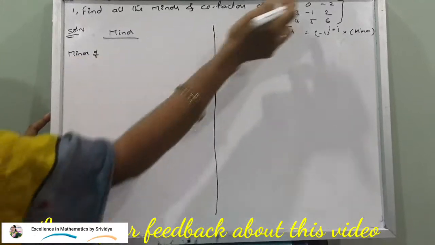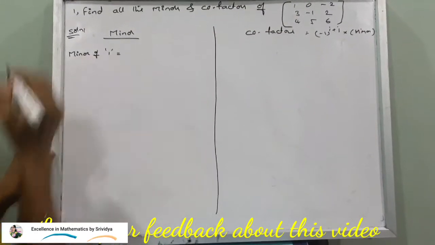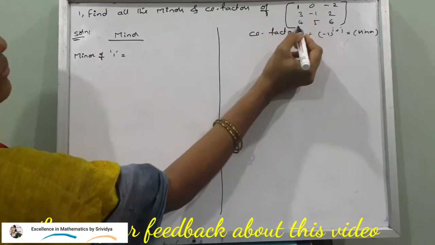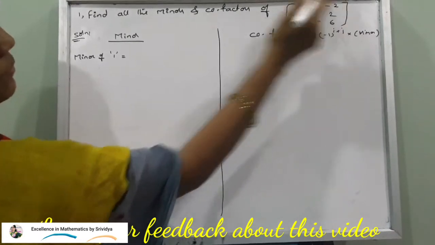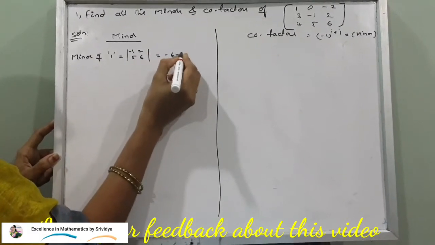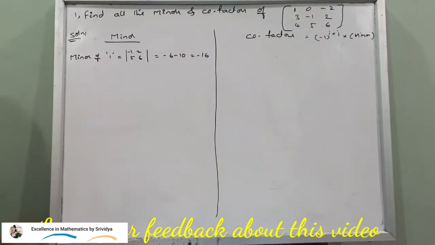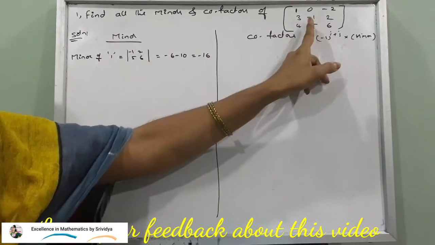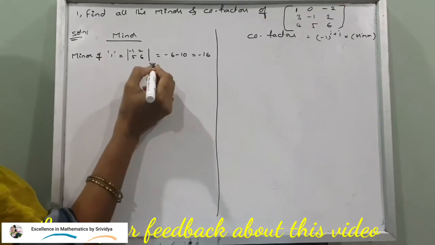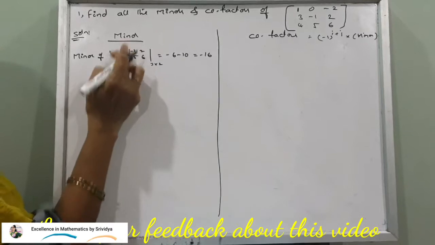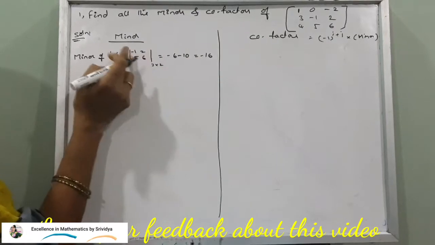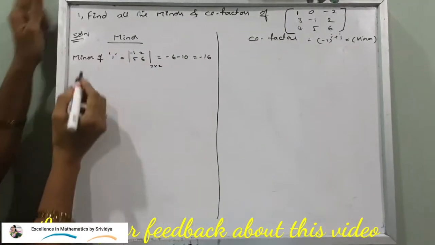Now the minor of the first row first element 1. 1 is in the first row, first column. Eliminating these, the submatrix is minus 1, 2, 5, 6, which is equal to minus 6 minus 10, which is minus 16. Here I am taking the 2 by 2 submatrix. The determinant of a 2 by 2 matrix of the form a b c d is ad minus bc. So minus 6 minus 10 is minus 16.